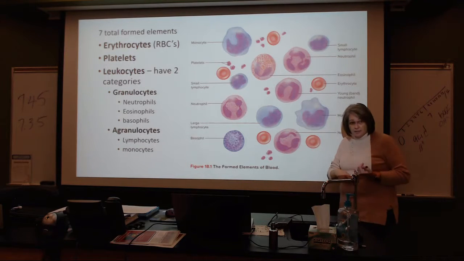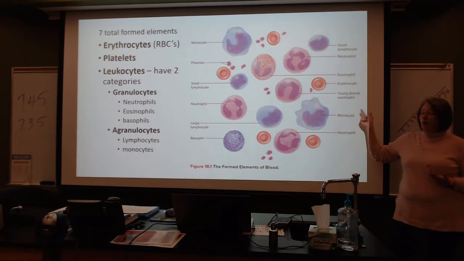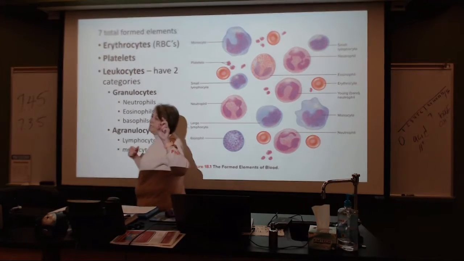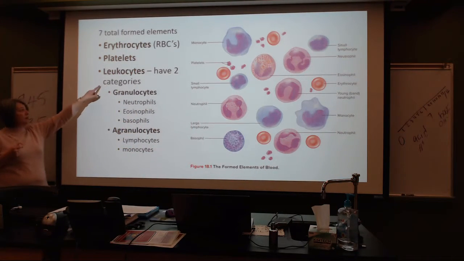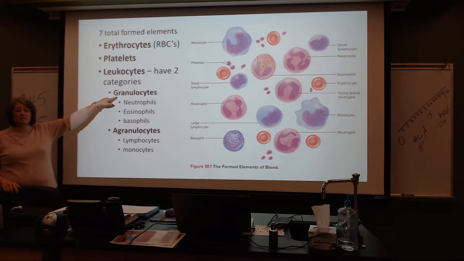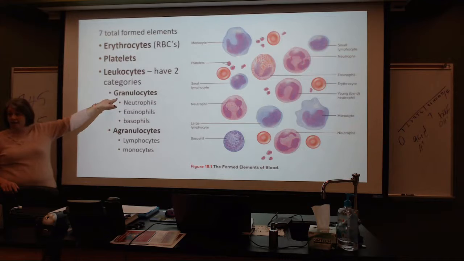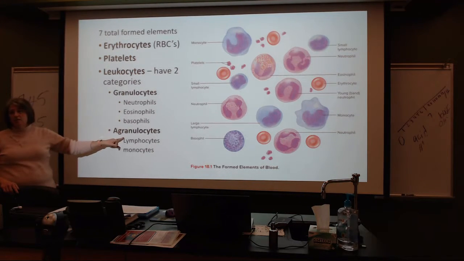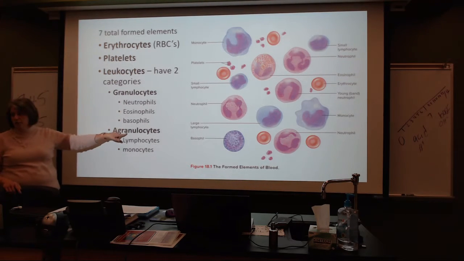Leuko meaning the white, okay? So these are the white blood cells. They are put into two categories. They are either classed as a granulocyte or an agranulocyte, meaning without granules.